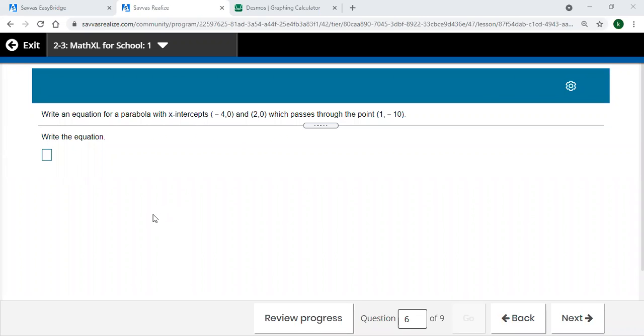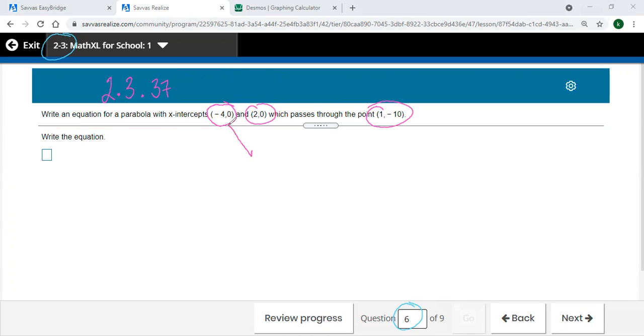All right, everybody. Still working on quadratics here. Doing some Algebra 2, lesson 2-3, on problem 6. And we are given 3 points here, and we're supposed to write the quadratic for that.